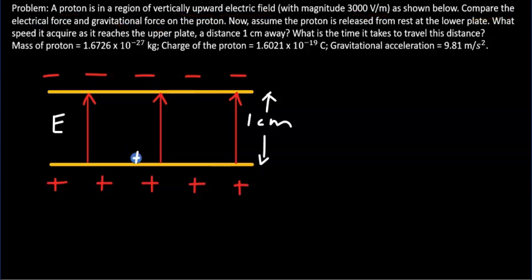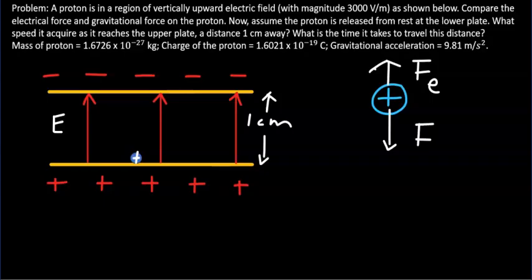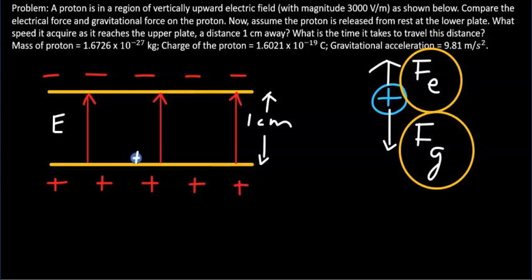If we were to sketch a free body diagram of this proton, we know there are two forces acting on this proton. One force is the electric force. Let's denote it as F sub E. The other one is its weight due to its mass. Let's call it F sub G. We want to examine the magnitude of the electric force versus the gravitational force.